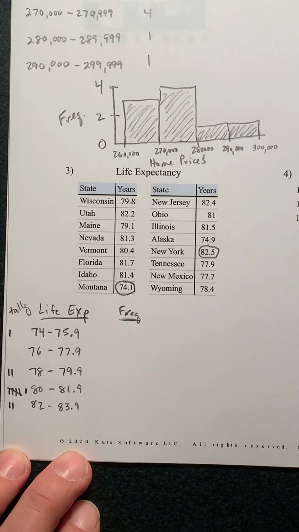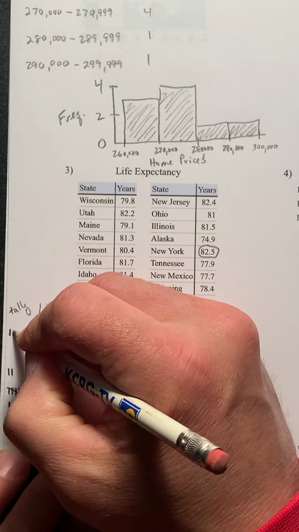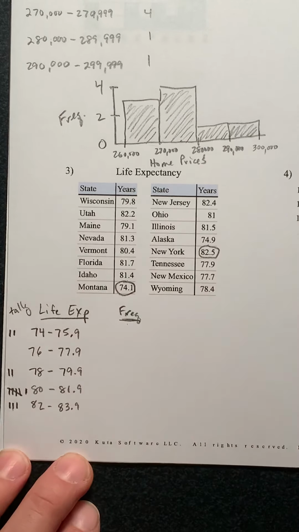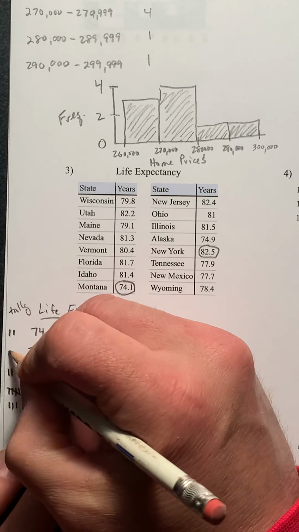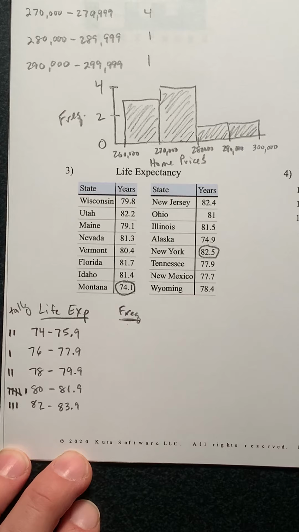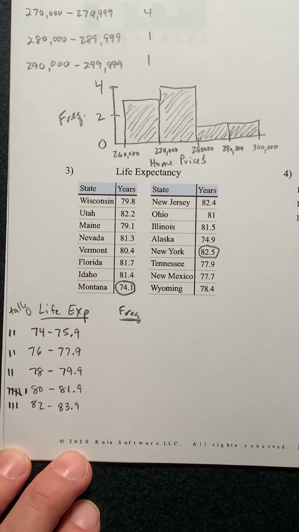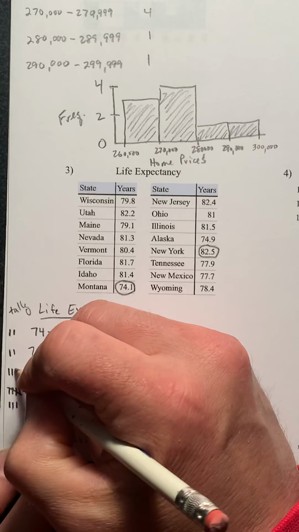81.5 is also in that group. 74.9 is in this lowest level. 82.5 is in our last group. 77.9 in our second interval. 77.7 is in the second interval. And 78.4 is in this third interval.